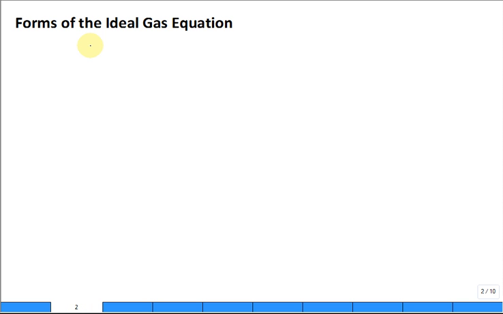This is the form you probably remember. PV is equal to N R bar T. True? You know each term in there? Pressure, absolute. Volume. N, number of moles, typically in kilomoles. R bar, the universal gas constant, 8.314 kilopascal meter cubed divided by kilomole Kelvin. True? And T must be absolute. So the temperature and the pressure must be absolute pressures.